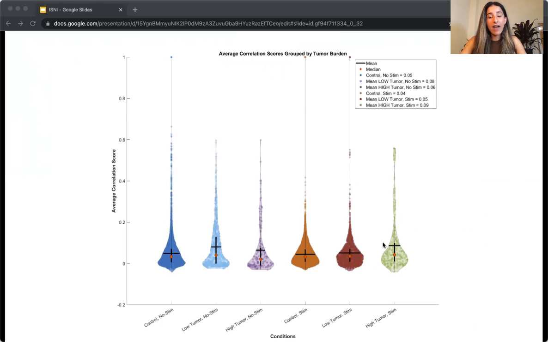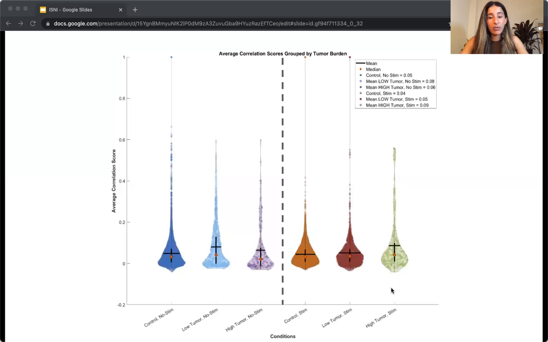Looking at this graph, we have the average correlation score against the different imaging conditions. The grouping of 3 violin plots to the left of the dotted line are the non-stimulation condition, and the grouping of 3 violin plots to the right of the dotted line are the stimulation condition. Focusing on the stimulation condition, the orange violin plot is the stimulation condition for neurons from control brains that did not have tumor. The red is the stimulation condition for low tumor burden neurons, and the green is the stimulation condition for high tumor burden neurons.